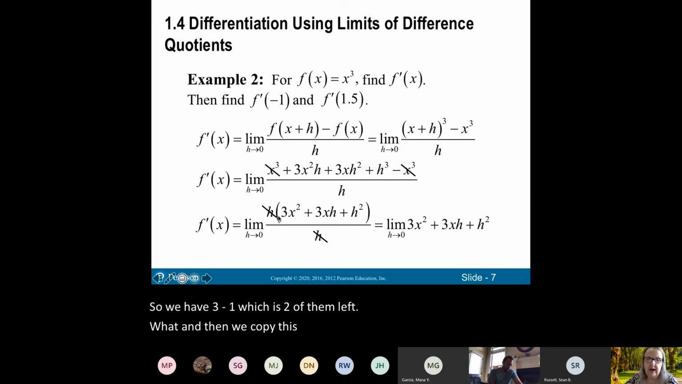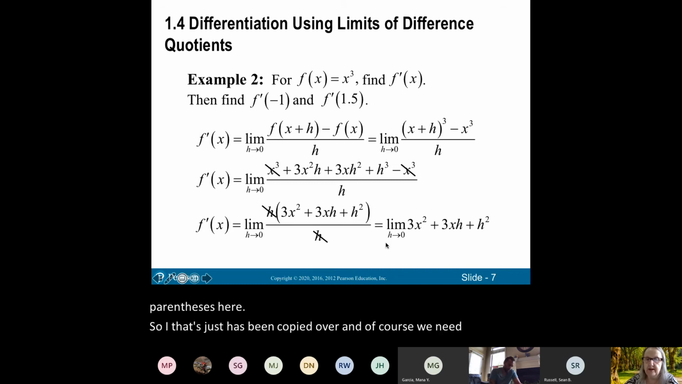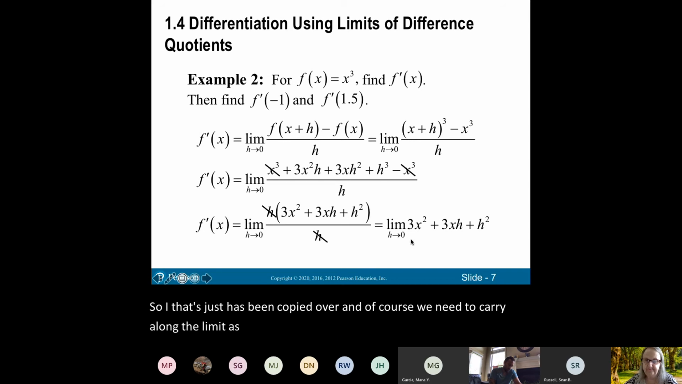So what does that do for us? H divided by h is 1. And 1 times what's left is just what's left, which is what's in parentheses here. So that just has been copied over. And of course, we need to carry along the limit as h goes to 0.